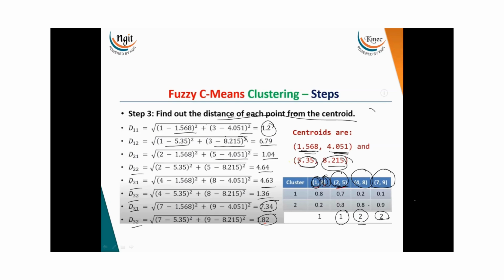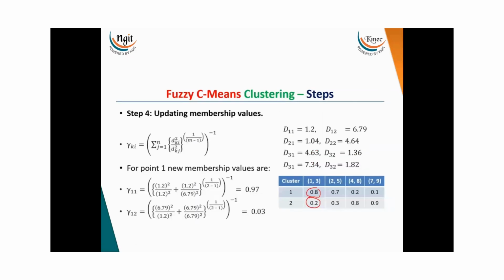So in this way we are calculating the distance and finding which particular cluster this data point should belong to. Now I have to update the membership. In the very first step, if you remember, we took the membership table which was randomly generated. Now using these distances which I have calculated here, I have to update the membership values.